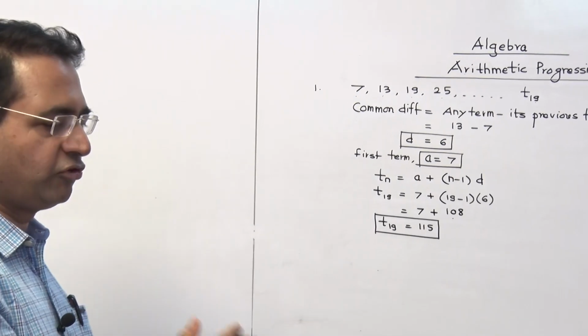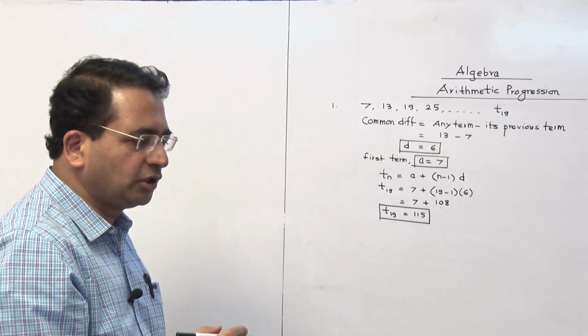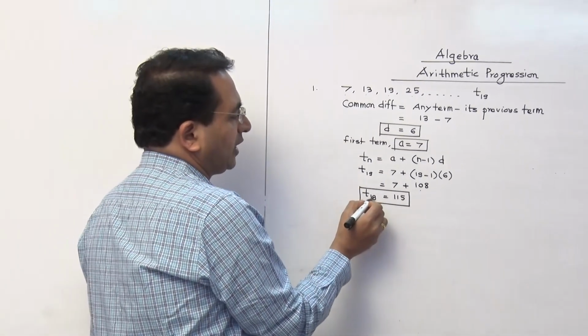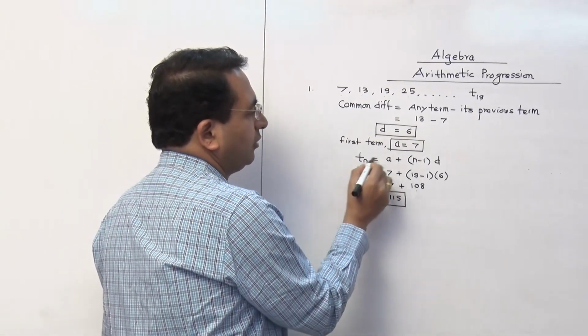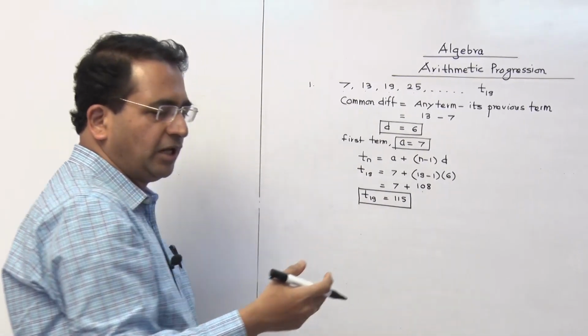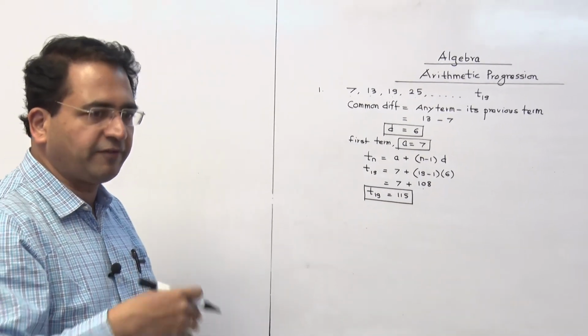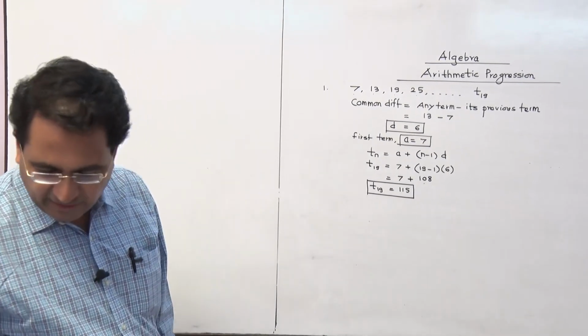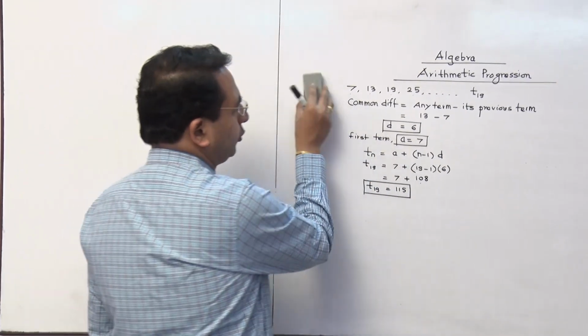Now this is the question where they are asking you the term number directly. Which term do you have to find? The 19th term. So we are using a formula. Same formula can be used for different questions. Let us see one more. There is a question there in your textbook.